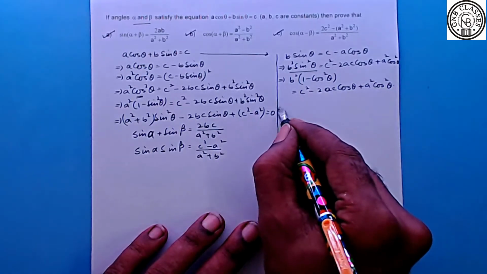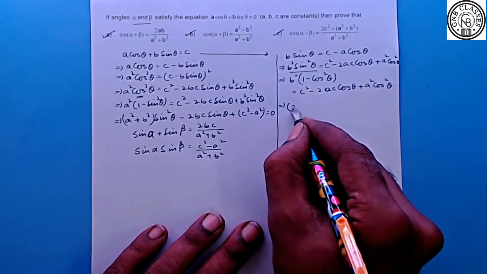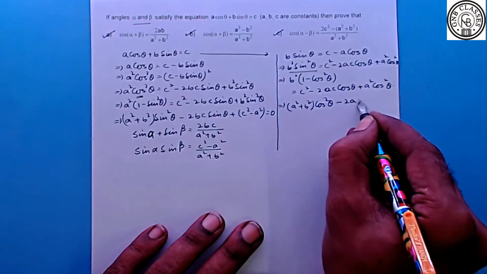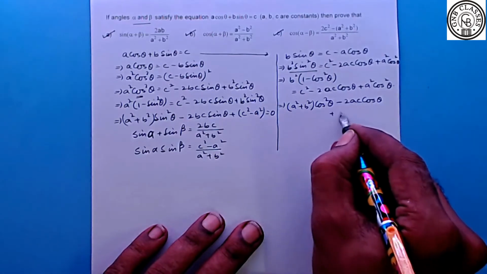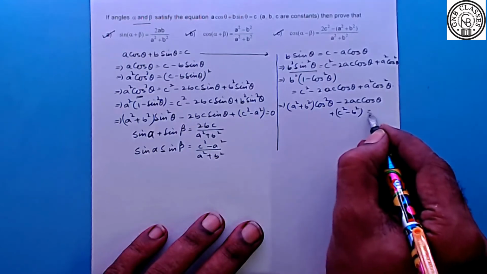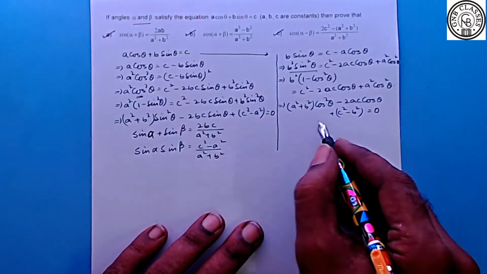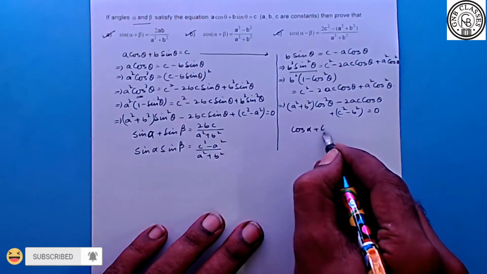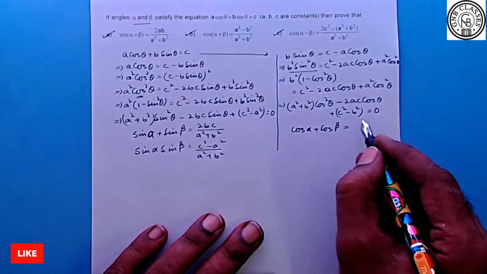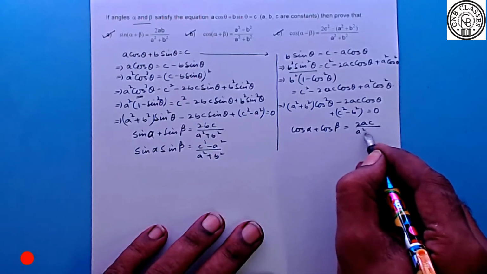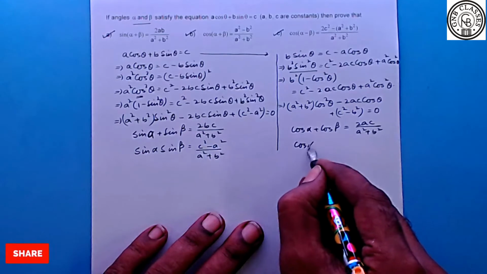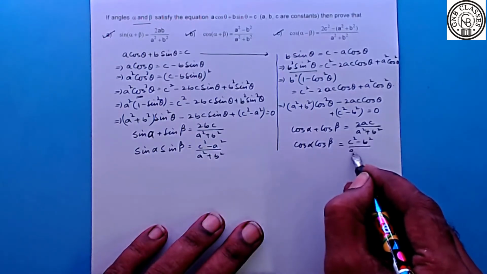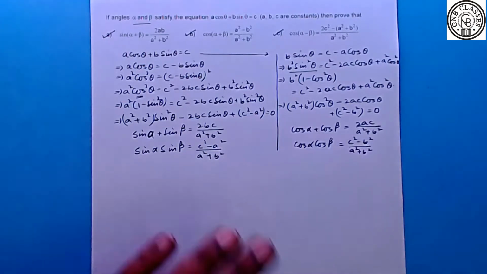Now let me take everything to the right hand side. So we are having (a² + b²)cos²θ − 2ac cosθ + c² − b² = 0. Is it clear? Again, the two roots are α and β. Therefore, we will write cos α + cos β is 2ac by a² + b², and cos α cos β is (c² − b²) by (a² + b²).